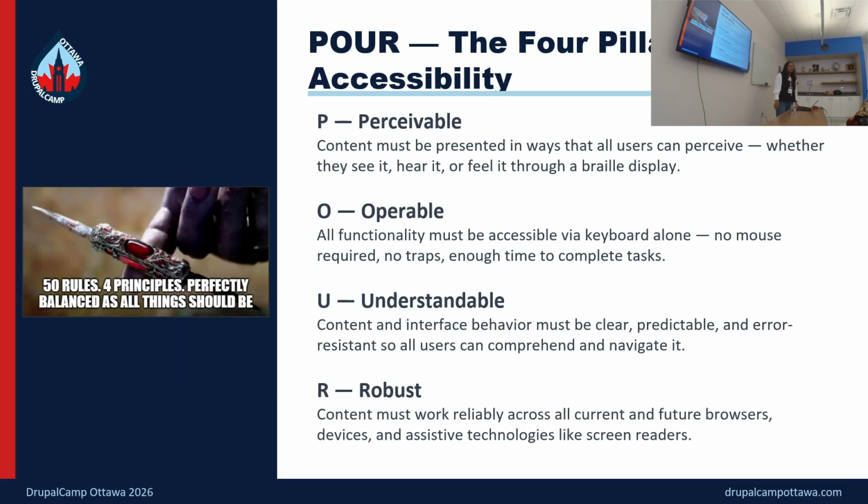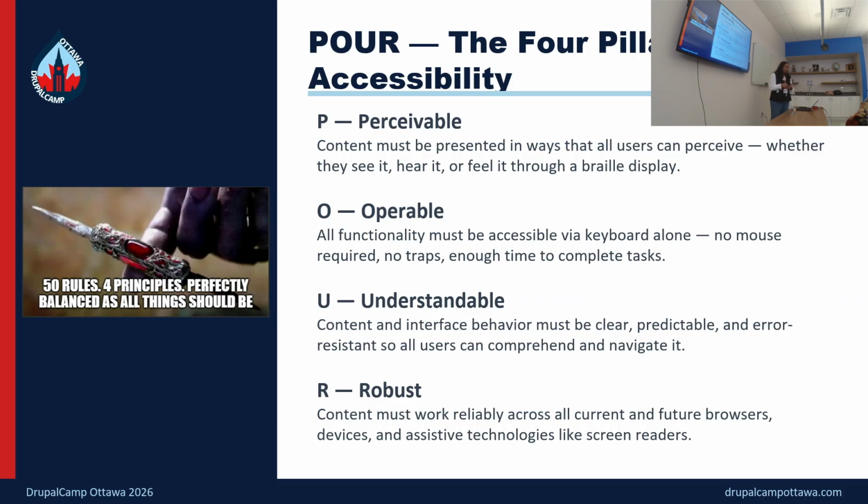Okay, now let's move on to the next one, that is the 4 principles of accessibility. P is perceivable. The introduction slide we saw comes under perceivable. Content must be presented in all the ways so that all end users can either see, read, or hear it.